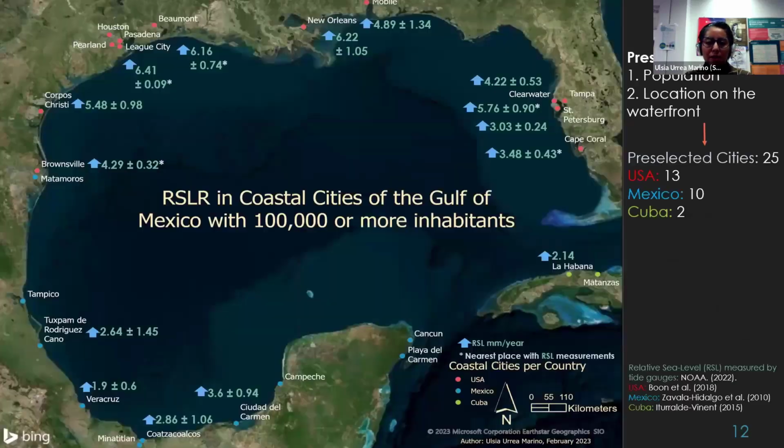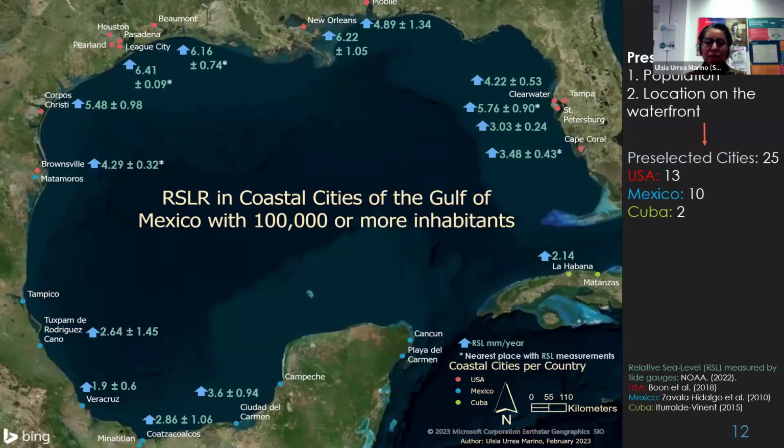So what is the study site? This is a map of the Gulf of Mexico. These are the cities that I'm pre-selecting. There are more than 200 cities all around the Gulf of Mexico for the 3 countries, but I need to narrow this universe of cities. So I took 2 criteria, as you can see on the right side of the screen. One is population: all the cities that have 100,000 inhabitants or more in 2020 are the first criteria to select these cities, and then they need to be located on the waterfront or have a very important sea influence.